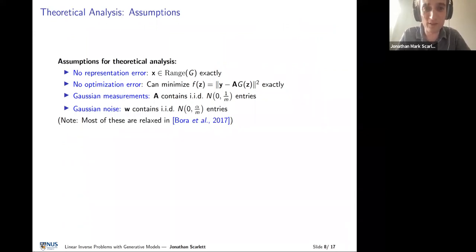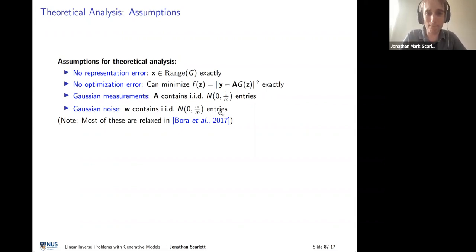Okay, so now I'm going to move on to theoretical analysis. And I'm going to impose some assumptions, which may seem a bit restrictive, but most of them were actually relaxed in this 2017 paper. So to keep things simple, let's say that the generative model exactly represents the signal you're trying to estimate. And let's not worry about optimization error. Let's say that this objective that you want to minimize can be optimized perfectly. We'll also focus on Gaussian measurements because that's most convenient for the theory. I think this is the most restrictive assumption, which it would be nice to relax. And we'll also assume Gaussian noise, which is quite convenient.